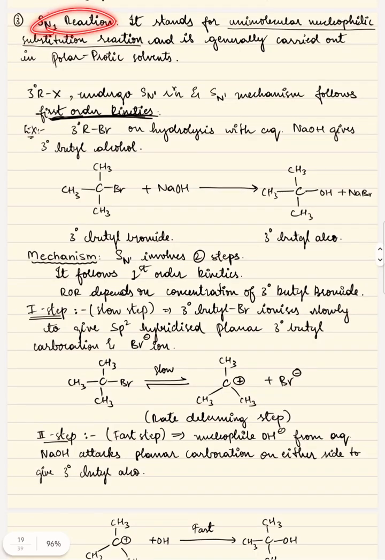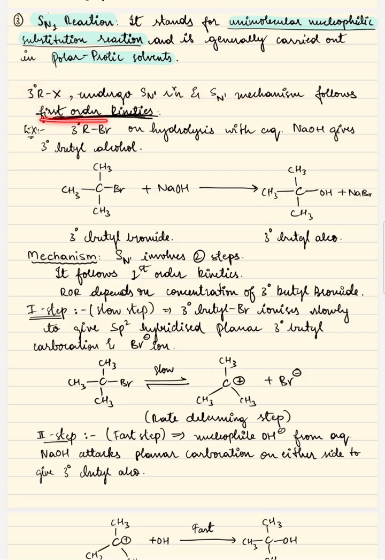Next is the SN1 reaction. A really important question. They might ask the mechanism. It stands for unimolecular nucleophilic substitution reaction, and it is generally carried out in polar protic solvents. Tertiary alkyl halides undergo the SN1 reaction.